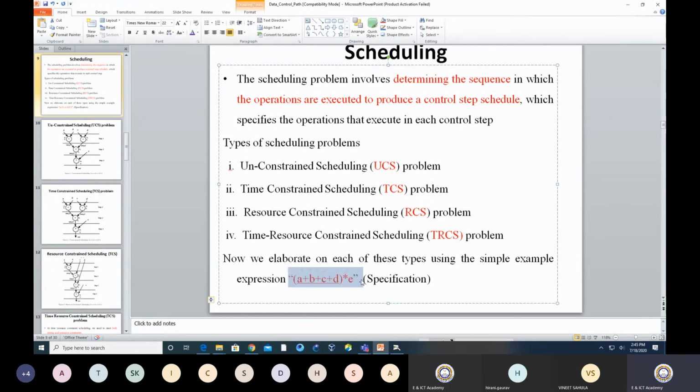Consider this Boolean expression, (a plus b plus c plus d) into e, for which I need to go for a data path and control path design. Of course, this is a simple design, just for your better understanding. But if you understand the concept of how I approach the data path and control path design for this Boolean expression, then I believe you can do it for any algorithm also.